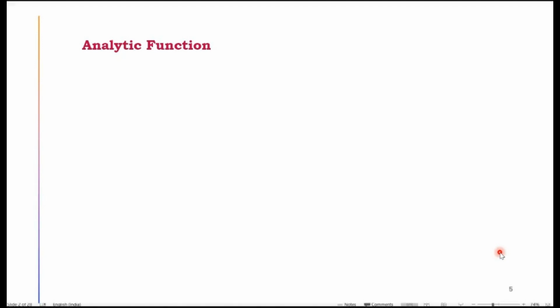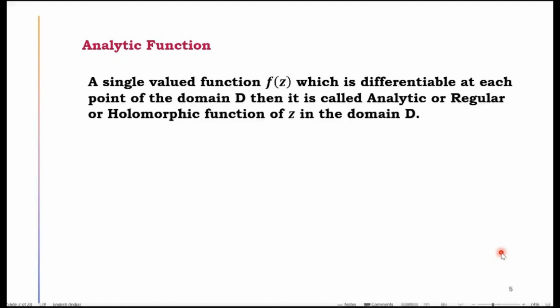If the function is differentiable at each point of that domain, suppose you are having some region, कुछ तो एक region हमारे पास है, ठीक है? अगर वो function हर एक जगह पे differentiable है in that particular region, then the function is said to be an analytic function. So a single valued function which is differentiable at each point of the domain D is called an analytic function. The other names given to analytic functions are regular functions and holomorphic functions.